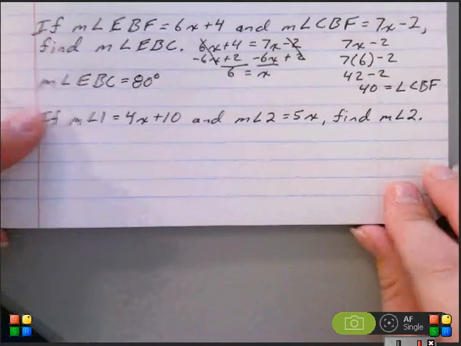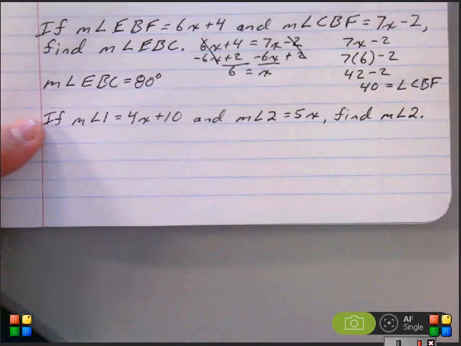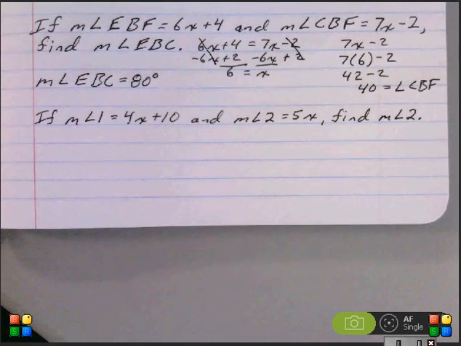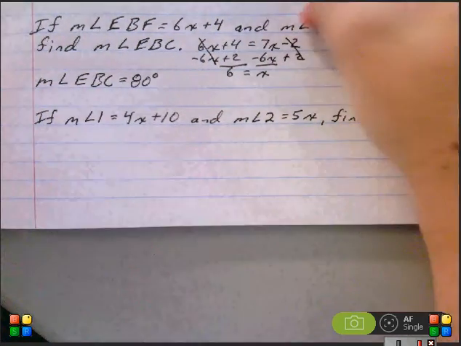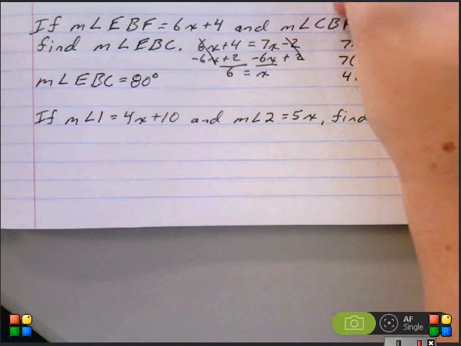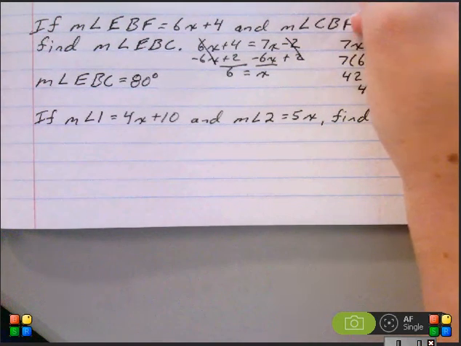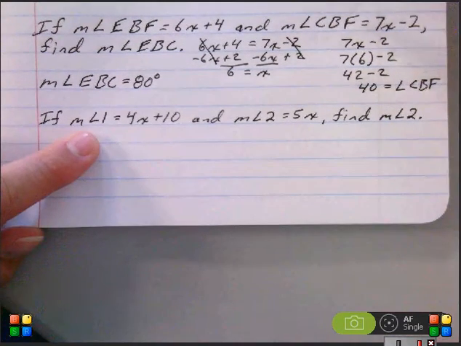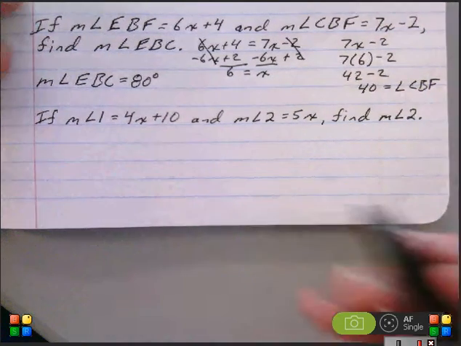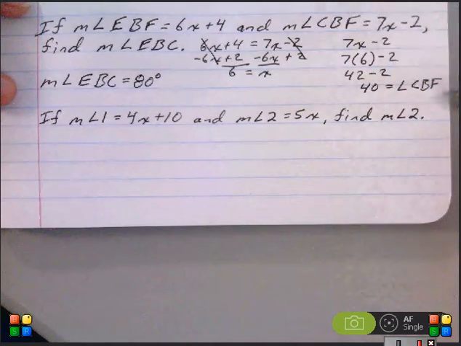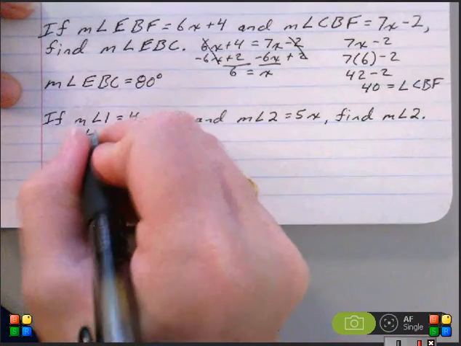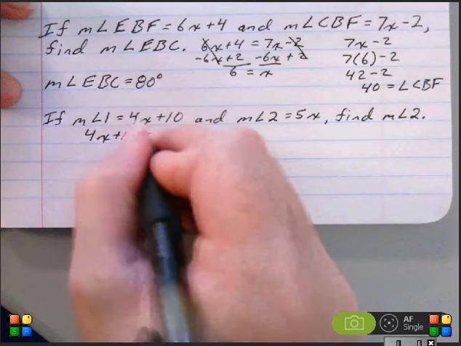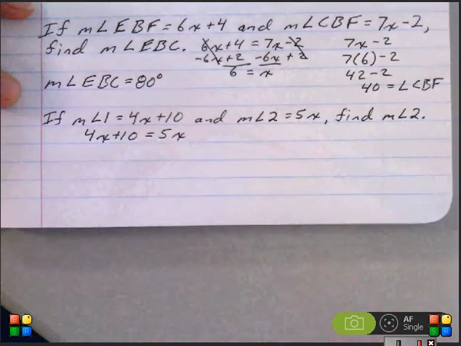One more, and we are almost done here. If the measure of angle 1, and I don't even have a 1 marked on here, so let's get that fixed. Let's go, this is 1, 2, 3, 4. So the measure of angle 1 is 4x plus 10. The measure of angle 2 is 5x. We're going to find the measure of angle 2. So we know angle 1 and angle 2 are equal to each other, so let's set them equal again. So 4x plus 10 equals 5x.